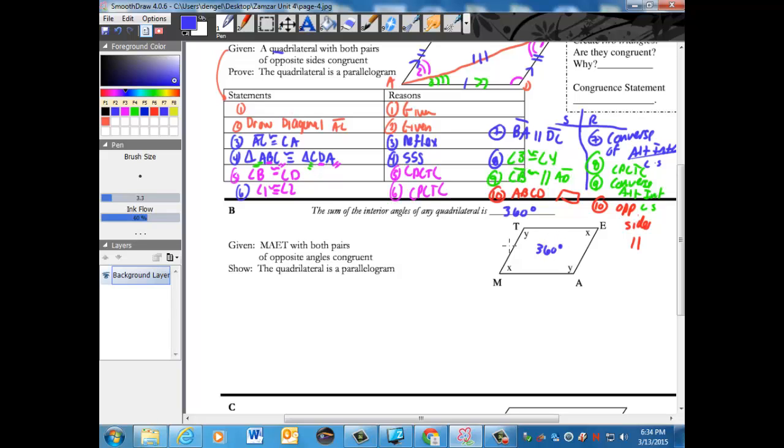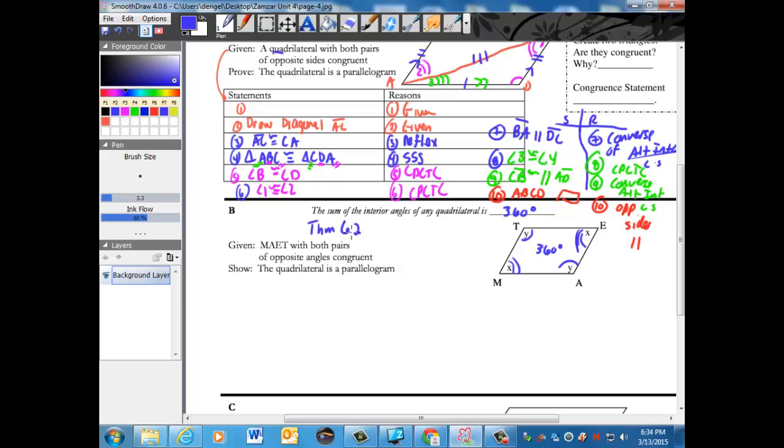60 degrees. Let's look at what we're given. We're told that MEAT has both pairs of opposite angles each congruent. So they're saying that angle y is congruent to angle y, and angle x is congruent to angle x. Well, what they're really saying is theorem 6.2.